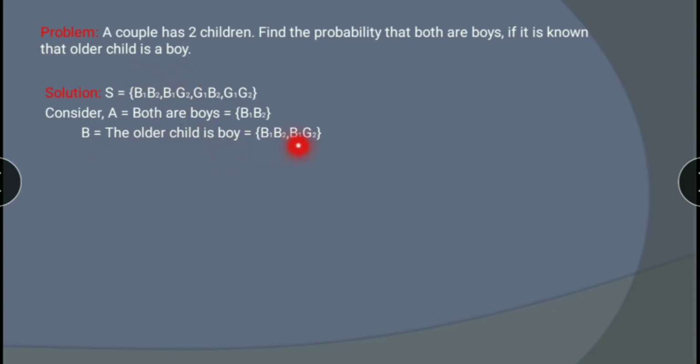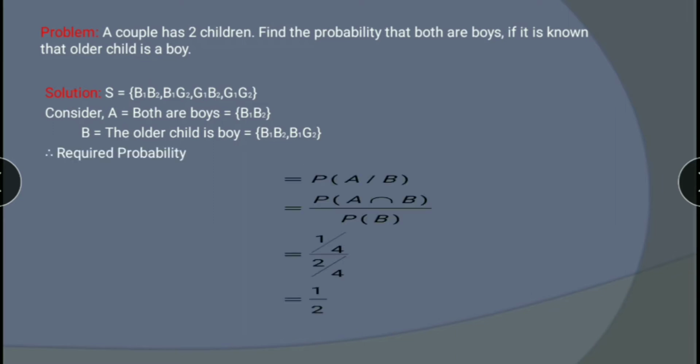So older child is boy includes these two elements only. So B is this. We have to find out the probability that both are boys given that older child is boy. So we have to find the probability of A given B. So probability of A given B will be equal to probability of A intersection B upon probability of B. What is probability of A intersection B? Only one element is there in the intersection, so 1 by 4, divided by probability of B. What is the probability of B? How many elements are there in B? 2 elements, so 2 by 4. By solving it, we get 1 by 2.